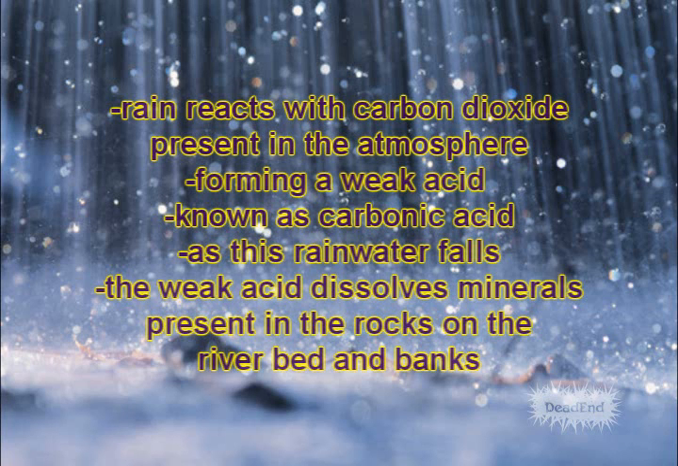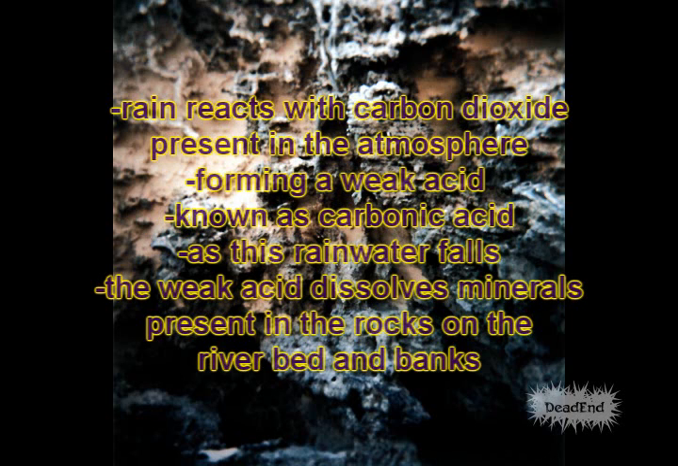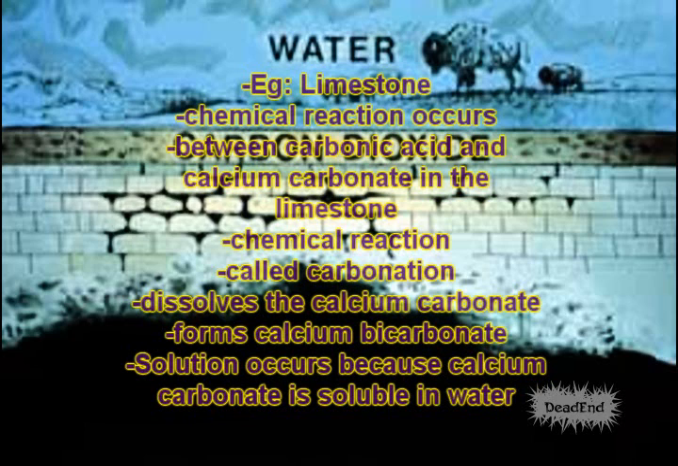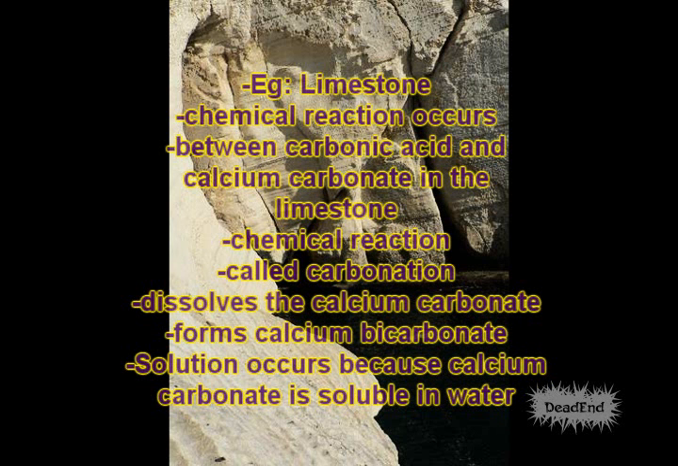Okay, for solution. As rain falls to the Earth's surface, it reacts with the carbon dioxide present in the atmosphere, forming a weak acid known as carbonic acid. As this rainwater falls into rivers, the weak acid dissolves minerals present in the rocks on the riverbed and banks. For example, when a river flows over limestone, a chemical reaction occurs between the carbonic acid in the water and the calcium carbonate in the limestone. This chemical reaction, which is called carbonation, dissolves the calcium carbonate to form calcium bicarbonate. Solution occurs because calcium bicarbonate is soluble in water.